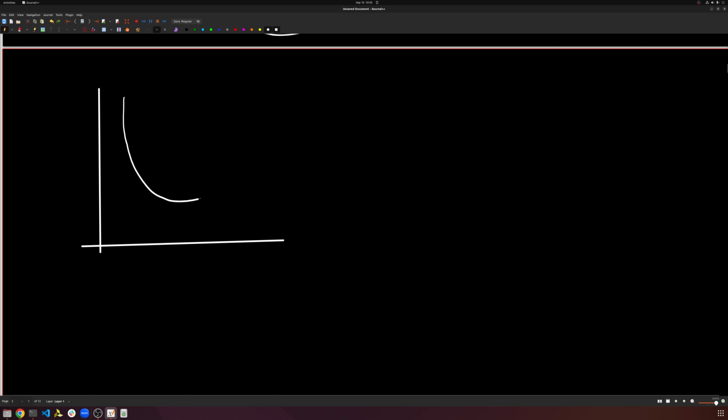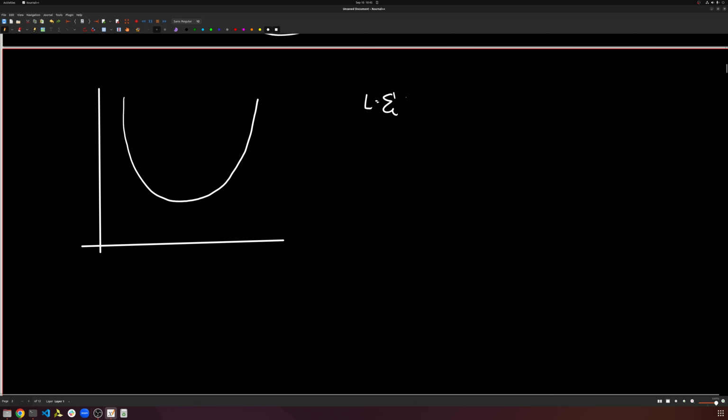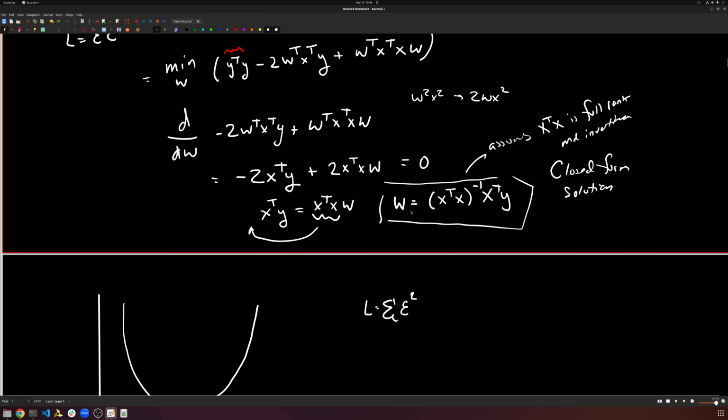Now, why am I drawing a quadratic? Because our loss function is basically the sum of squared errors, right? Because it's a square, that means it's a quadratic. And this is our target, the minimum that we want. And like we said, to find it, we basically take the derivative, set it equal to 0, and solve for w. But to solve for w requires this matrix inversion, and we want to avoid that.